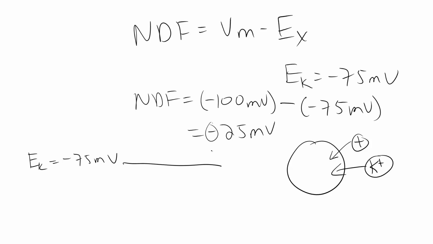So potassium will flow to try to change the membrane potential from where it's at, which in this case is minus 100 millivolts, towards potassium's equilibrium potential. Thus, in this case, we'd have a net flow of positive charge into the cell to try to change the membrane potential from minus 100 millivolts towards potassium's equilibrium potential of minus 75 millivolts, and thus we would have potassium flowing into the cell to produce this change.